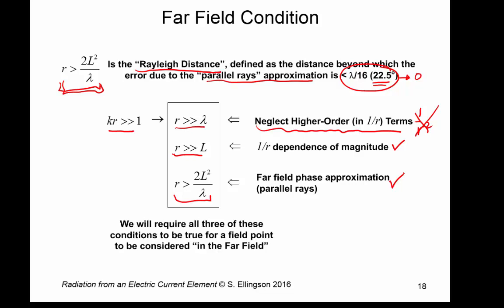We will require all 3 of these conditions to be true for a field point to be considered in the far field. So if we can show that all 3 of these things are true for a particular field point, then we know that we are in the far field, or at least that's going to be our definition of the far field. And the advantage of knowing that we're meeting the far field conditions is we can invoke these much simpler expressions.